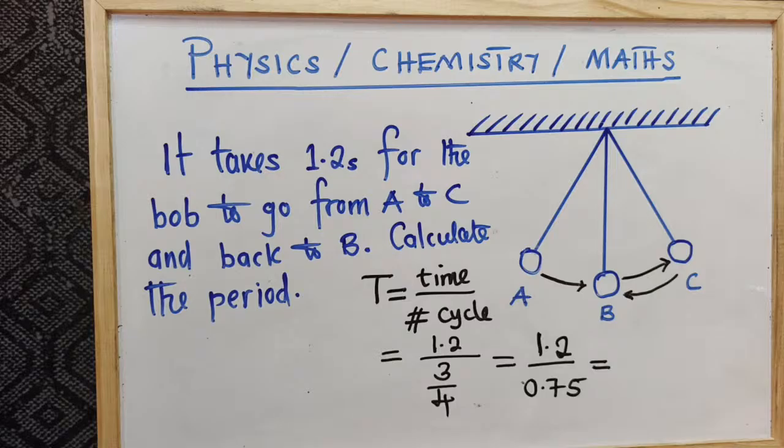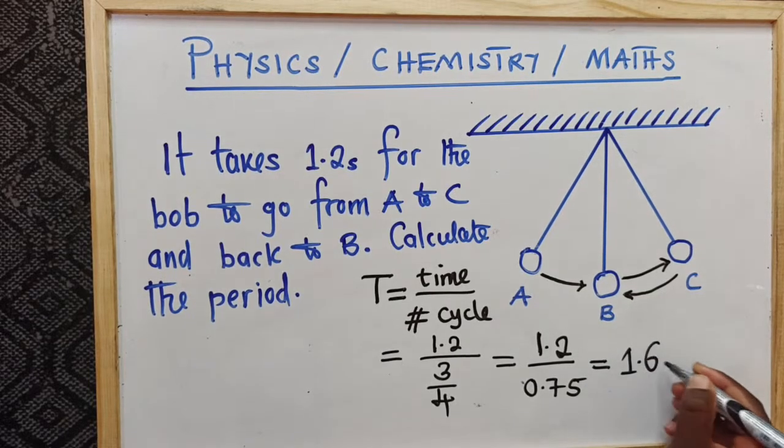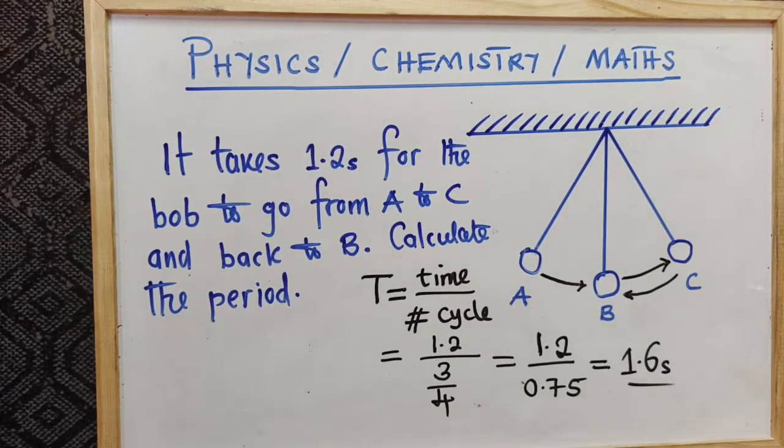When you divide there, you are simply getting 1.6. So this is 1.6 seconds. That's the period. This is how you find the period. Okay. Are you guys following up to here? Is it clear? So this is what we are getting.